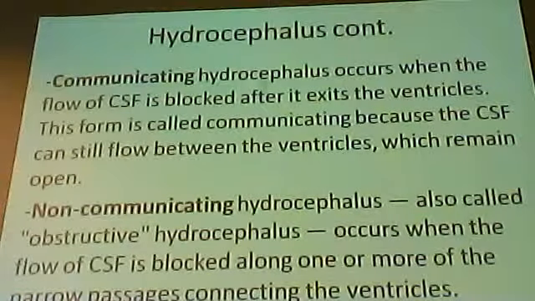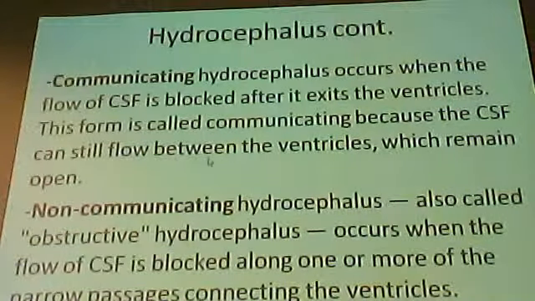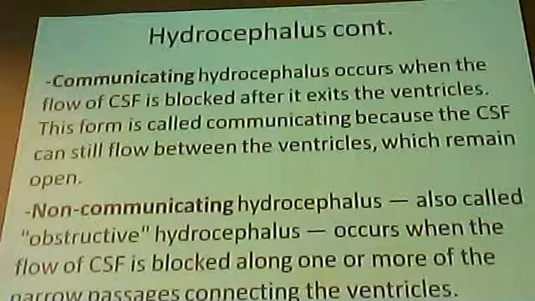Communicating hydrocephalus occurs when the flow of CSF is blocked after it exits the ventricles. It's communicating because CSF can still flow between the ventricles, which are open. Non-communicating is also called obstructive because the flow of CSF is blocked along one or more of the narrow passages connecting the ventricles.